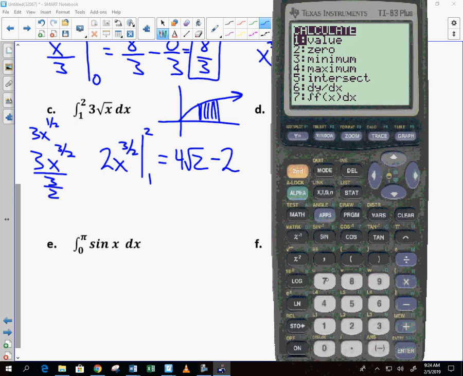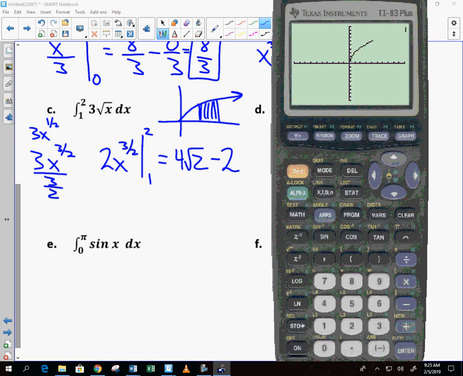Second, calculate number 7. There is my curve. I'm going to go from 1 to 2. 3.6568. And if I take 4 roots of 2 and subtract 2, look at what I get.